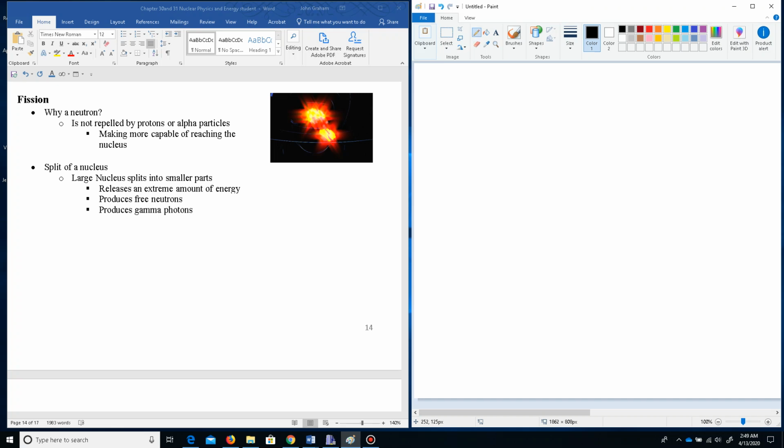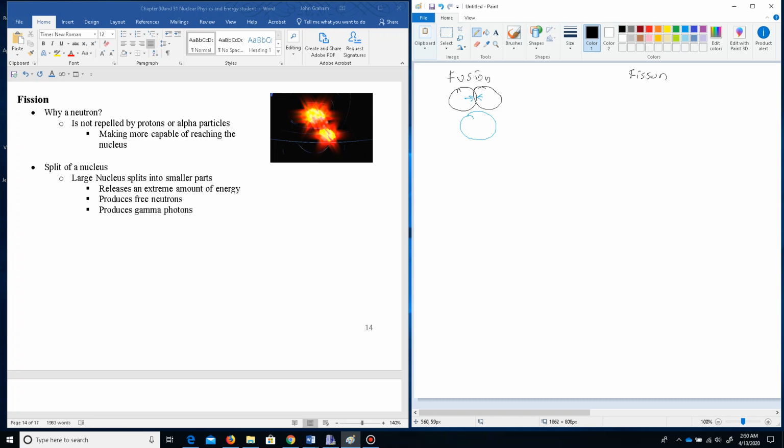And so for fission, I want to mention the difference between these two, just the names, fusion and fission. Fusion, if you fuse things together, you're taking two nuclei and forcing them together into one big one. Not necessarily bigger, but you're forcing them into one.